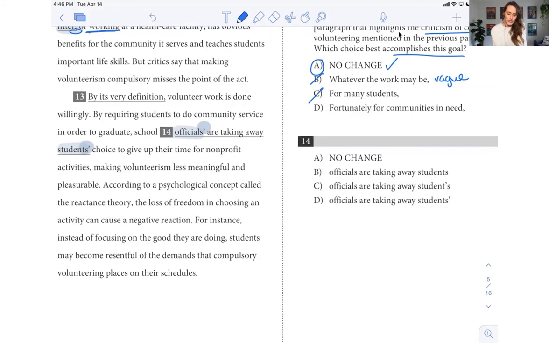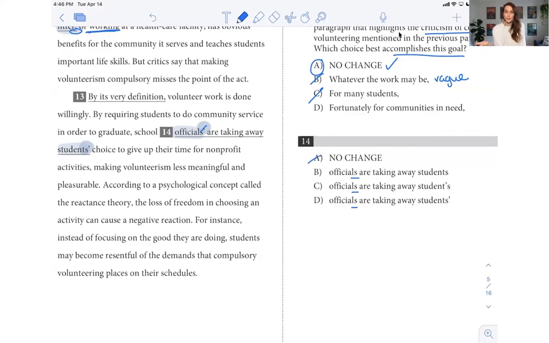So officials are taking away something. If I say football players are missing out on practice, I don't need football players and then an apostrophe, right? It's just our subject. So we don't need an apostrophe there. So any answer choice that has that would be out, and I can see none of the answer choices even have an apostrophe there. So that's another clue that you probably don't want an apostrophe. So A is out.